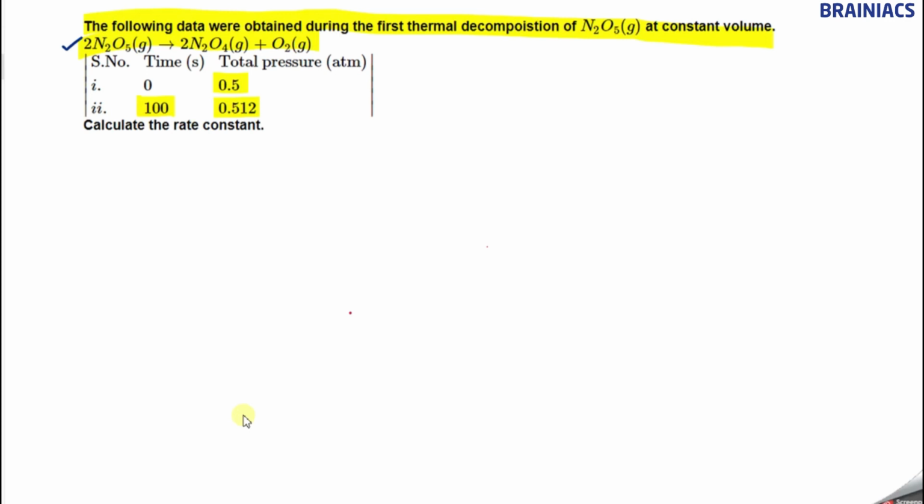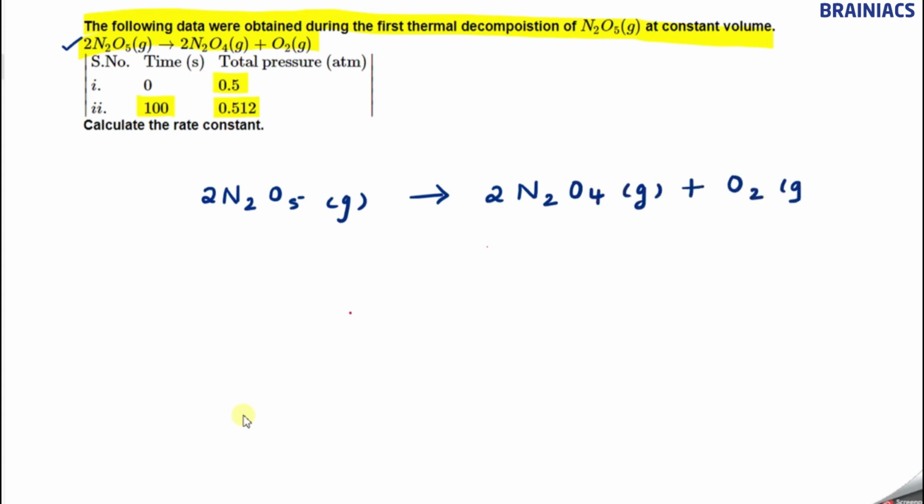Now I will rewrite the equation. 2 N2O5, which is in gaseous state, is getting converted to 2 N2O4, which is also in gaseous state, plus oxygen, which is also in gaseous state. Now if you see here, as per stoichiometry, 2 moles of N2O5 is giving me 2 moles of N2O4 and 1 mole of oxygen, correct.